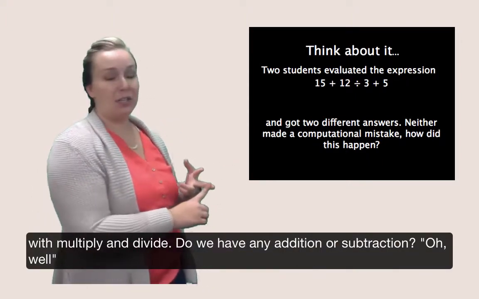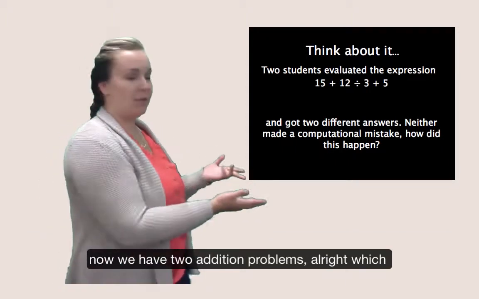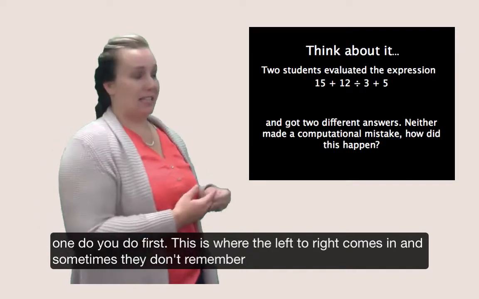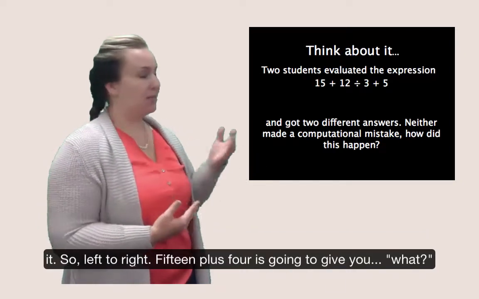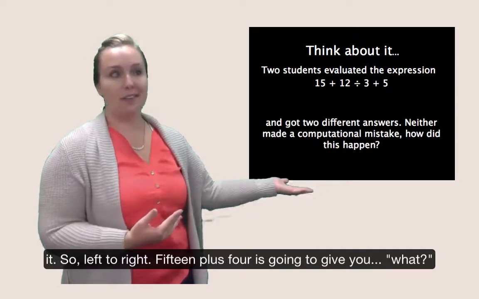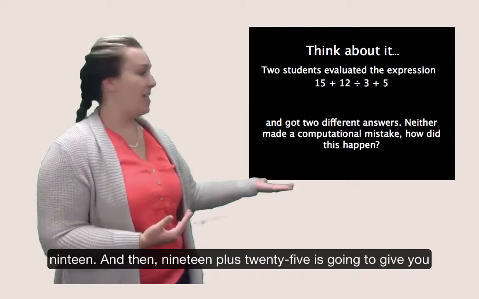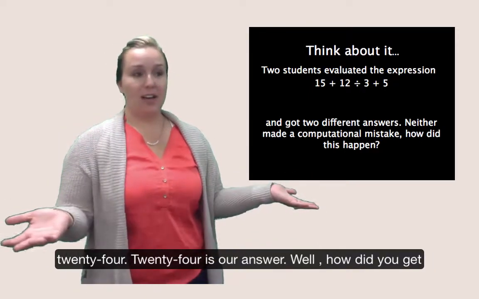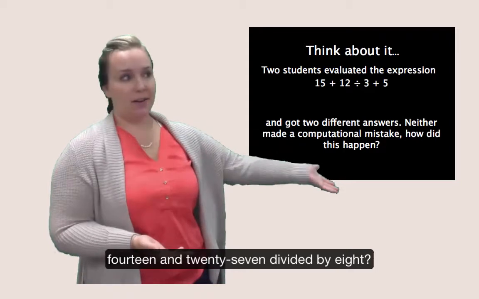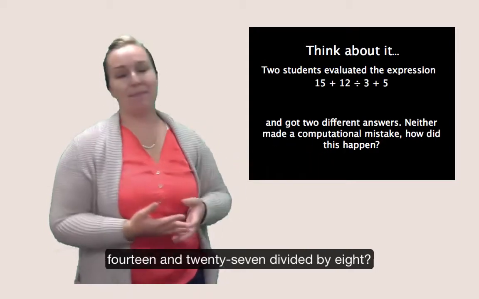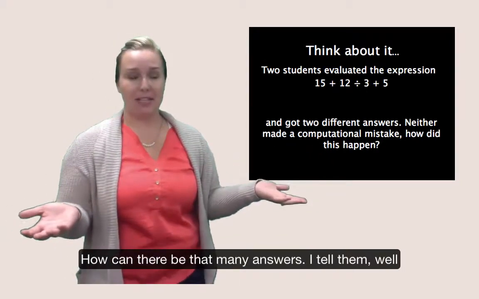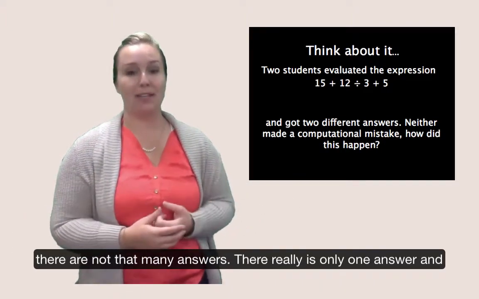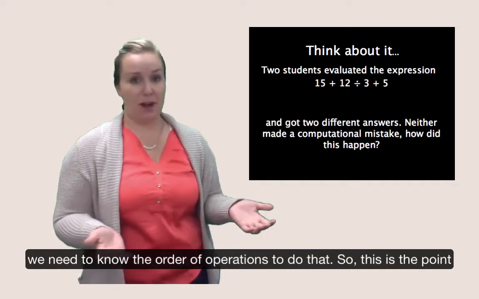Do we have any addition or subtraction? And they say, oh, well, now we have two addition problems. All right, which one do you do first? This is where the left to right comes in, and sometimes they don't remember this. So left to right, so 15 plus 4 is going to give you, what? 19. And then 19 plus 5 is going to give you 24. 24 is our answer. Well, how did you get 14 and, what was it, 27 divided by 8? How can there be that many answers? And well, I tell them there are not that many answers. There really only is one answer, and we need to know the order of operations to be able to do that.